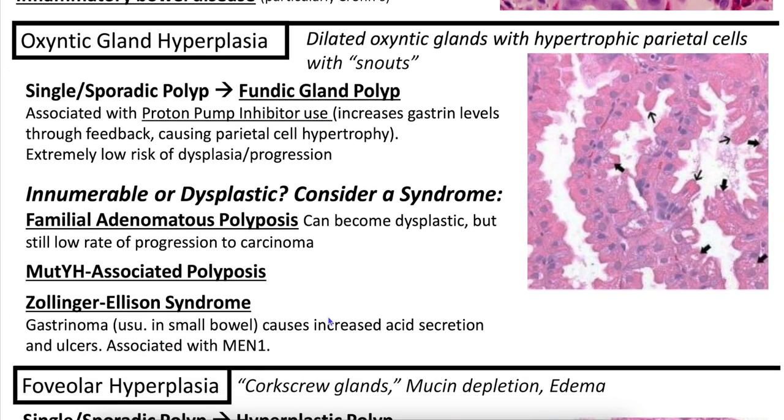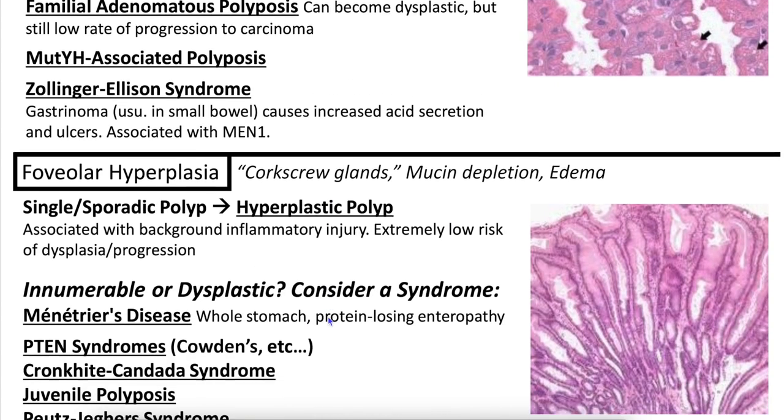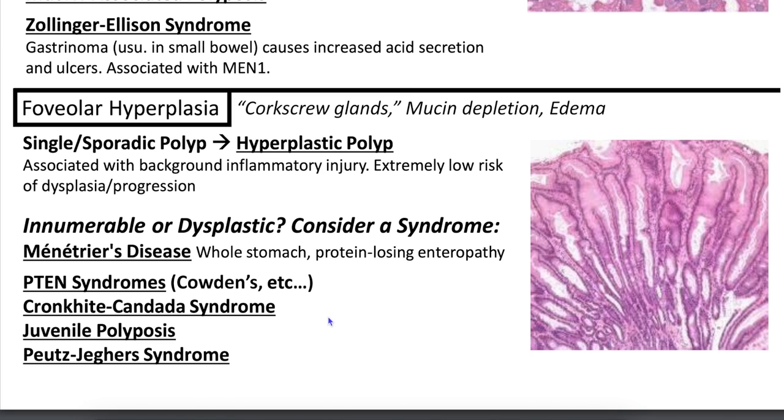Oxyntic gland hyperplasia, you'll get hypertrophic parietal cells with snouts. Just one, fundic gland polyp due to PPI use, possibly. Innumerable or dysplastic, think about FAP, MUTYH-associated polyposis, Zollinger-Ellison syndrome. Foveolar hyperplasia, one is hyperplastic. If you see multiple or dysplastic, think about Menetrier disease, PTEN syndromes like Cowden's, Cronkhite-Canada, juvenile polyposis, and Peutz-Jeghers.